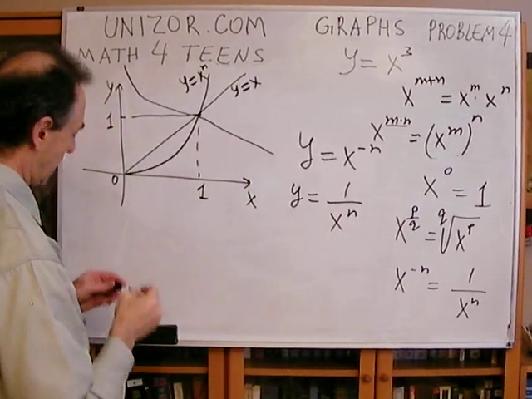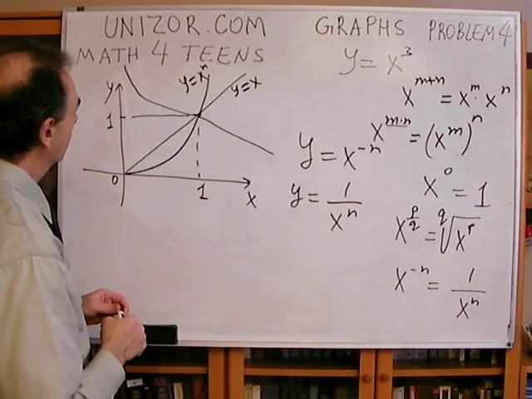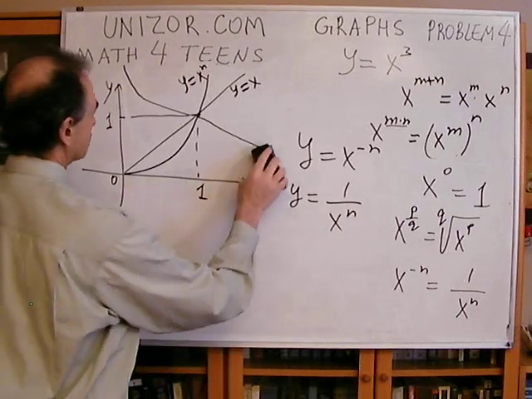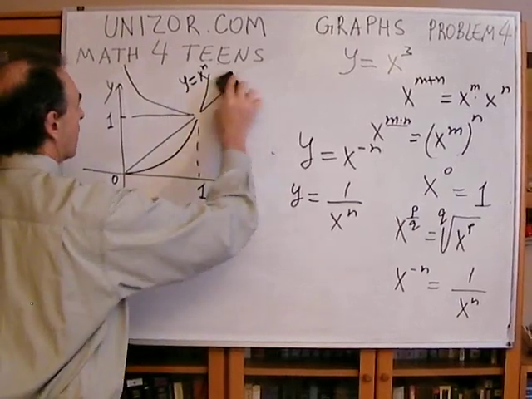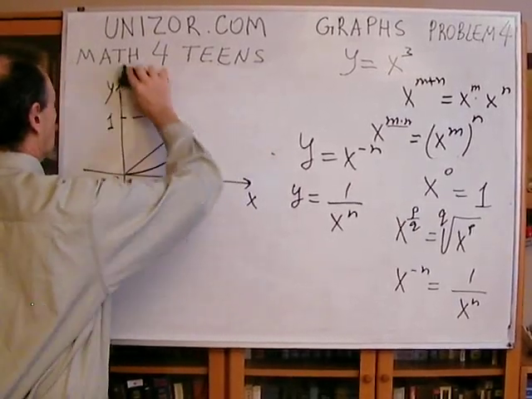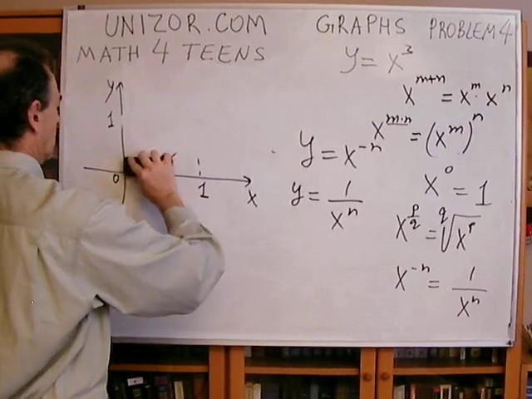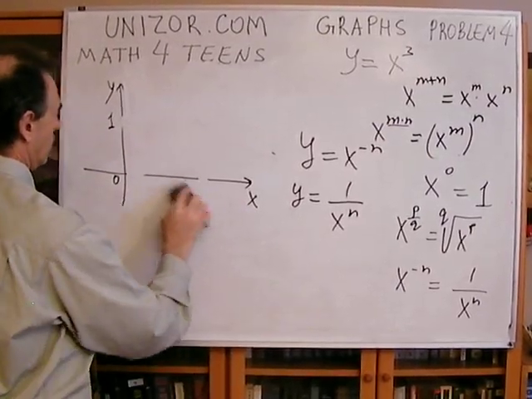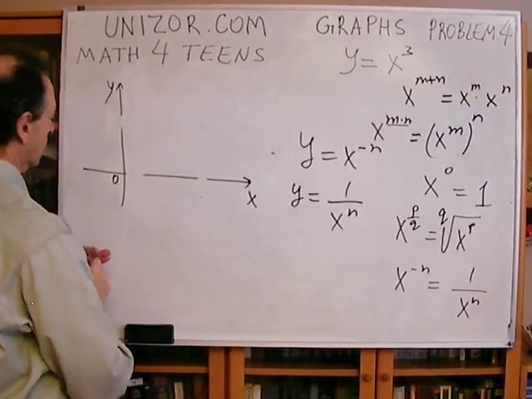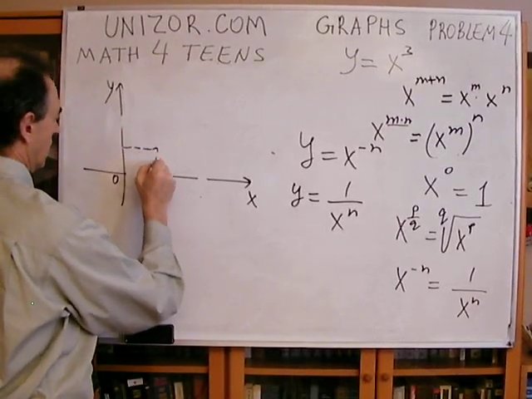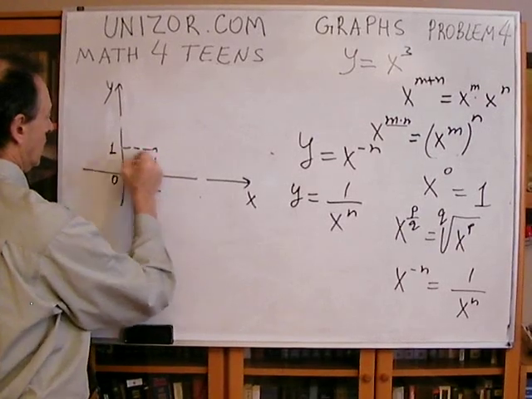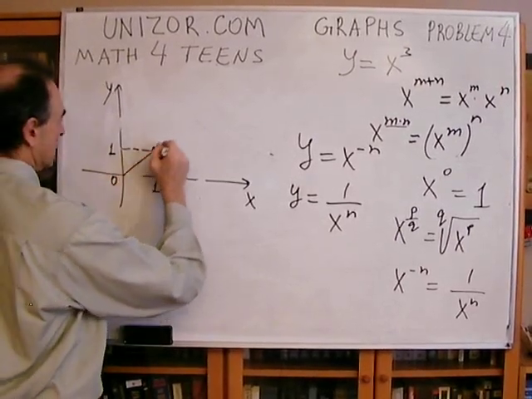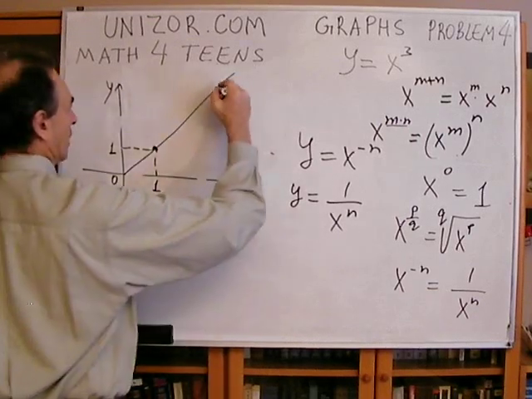I'm not sure this is the best drawing, but probably I should... Let me try again. I'll just draw it at a little bit lower scale, and that would be better. So 1, 1, it's too big for me. I will do it this way. This is 1, 1. This is my knot. So this is y is equal to x.